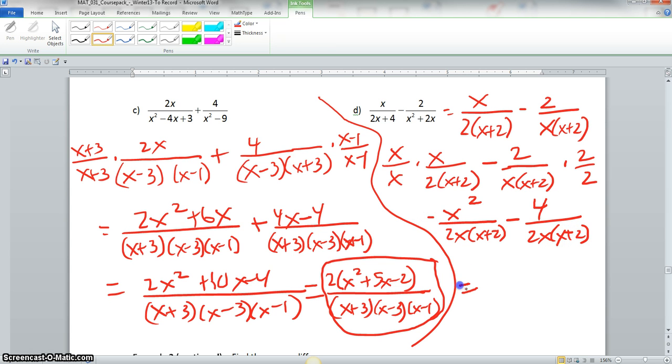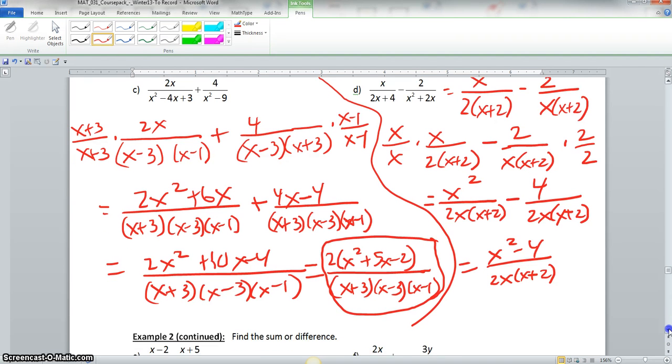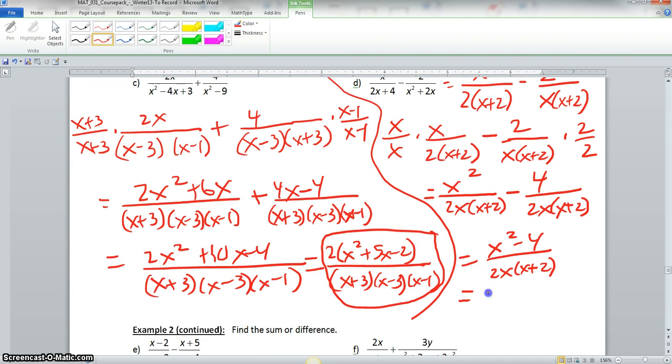Now, we go for the next thing here. We combine these fractions. So we will have x squared minus 4 over 2x times x plus 2. Now we know x squared minus 4 is the difference of 2 squares. So we will have x minus 2 and x plus 2 all over 2x times x plus 2. These x plus 2 simplify out.